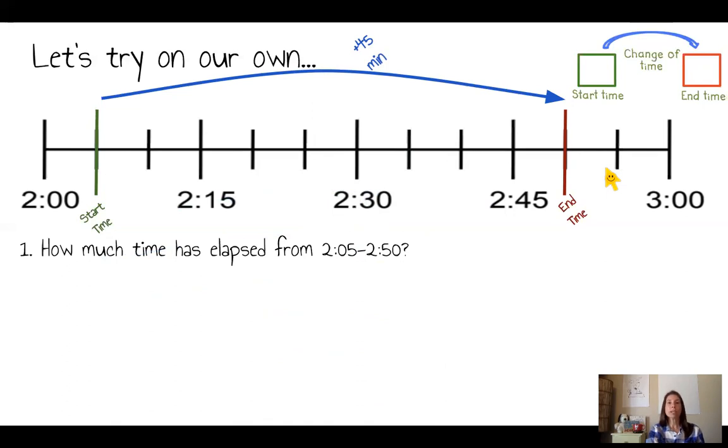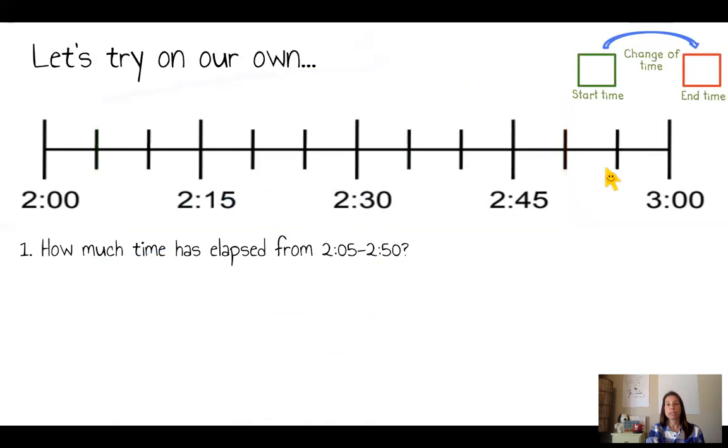Okay, so how are we going to write that as an answer sentence? How much time has elapsed from 2:05 to 2:50? 45 minutes has elapsed. Now you don't have to have the same one I do, of course, but have something close. 45 minutes should be in your answer.